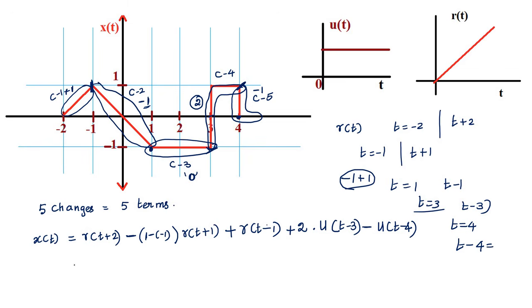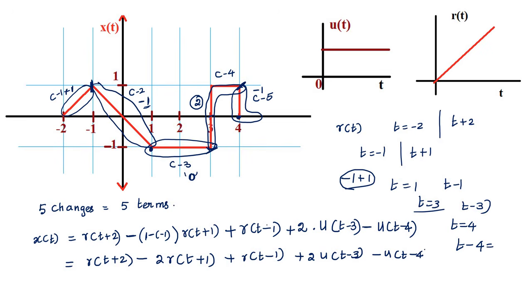So this is the equation. So I have to rearrange this. r of t plus 2 minus 2 into r of t plus 1 plus r of t minus 1 plus 2 into u of t minus 3 minus u of t minus 4. This is the equation for x of t.